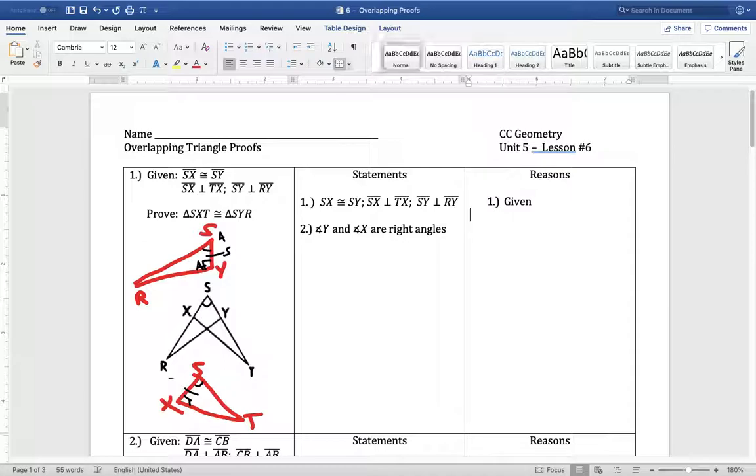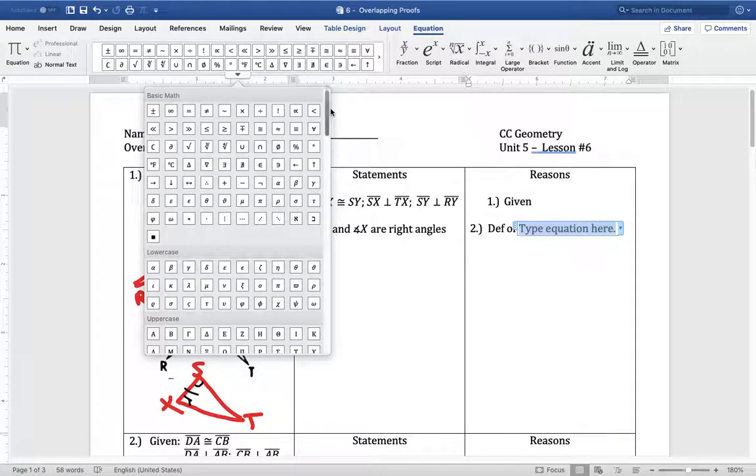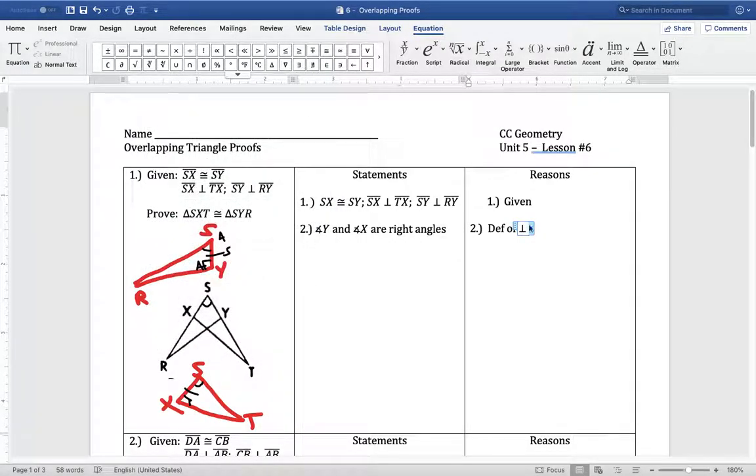And the reason for this is definition of perpendicular. And this is something you're going to see in a lot of proofs. Anytime you're getting right angles or perpendicular lines, you want to say that they're right angles. So that's definition of perpendicular.